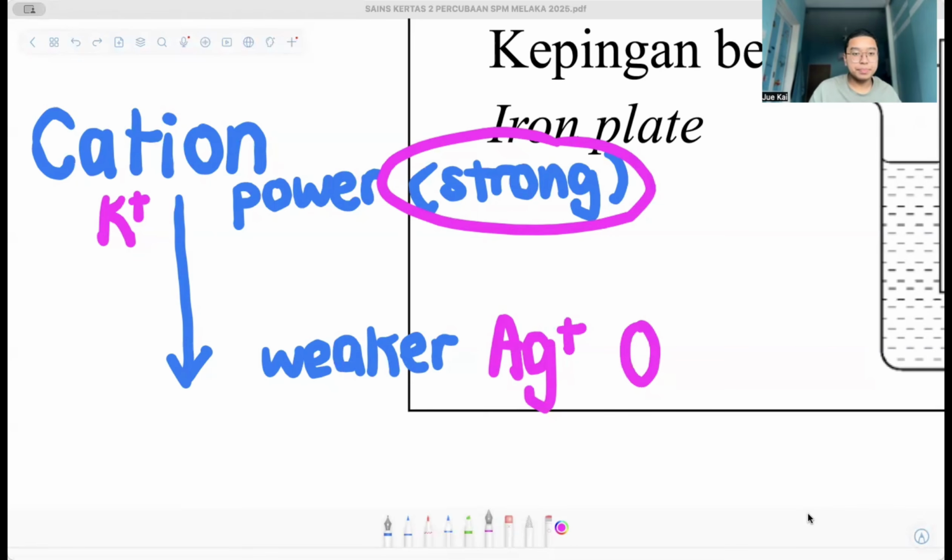Okay or not? If you're not clear, please ask, because for me also it is confusing. Got any questions? Okay, so we just focus on cation first.